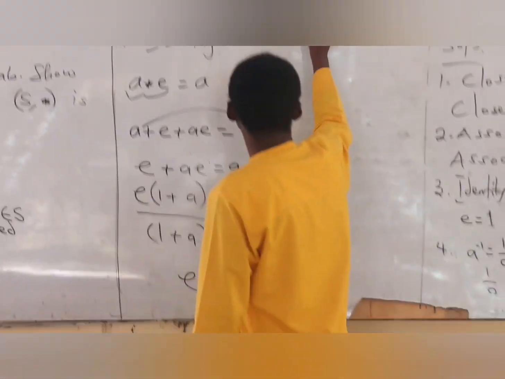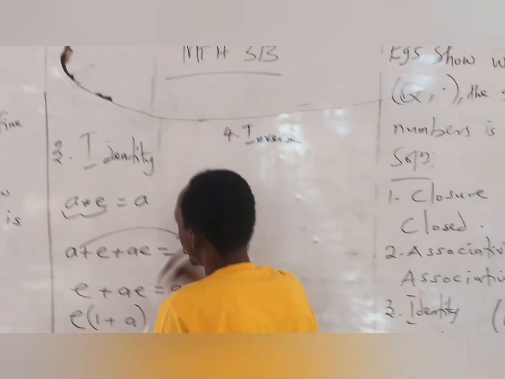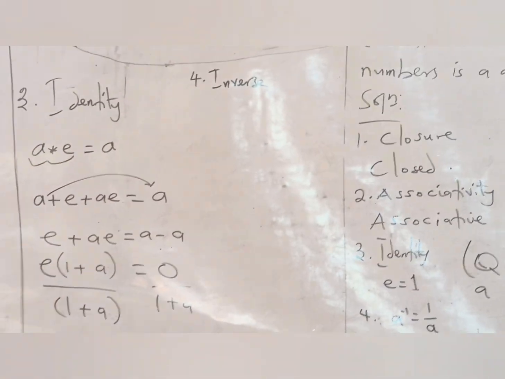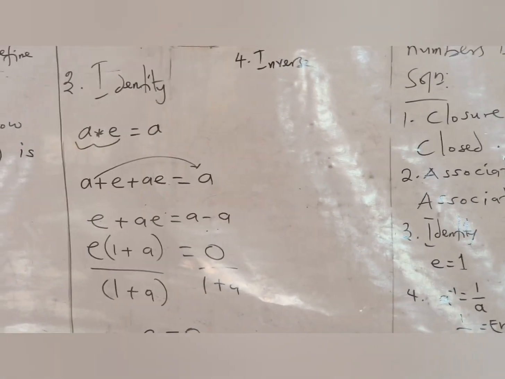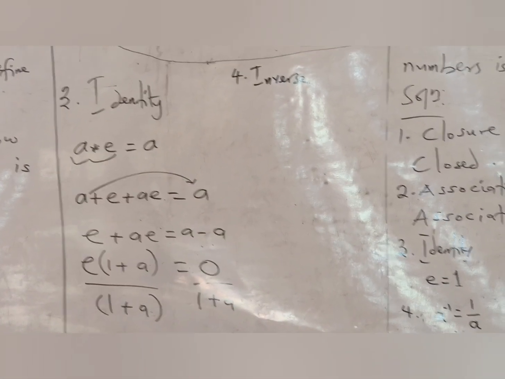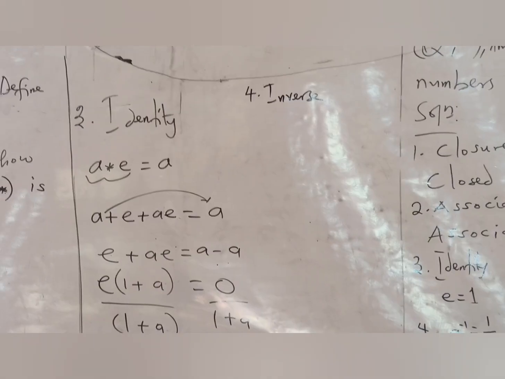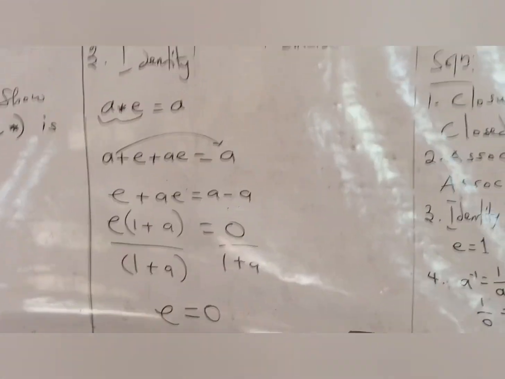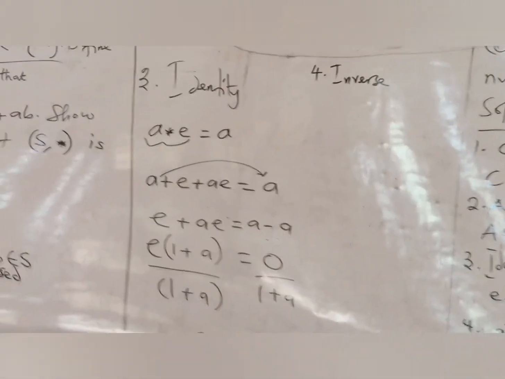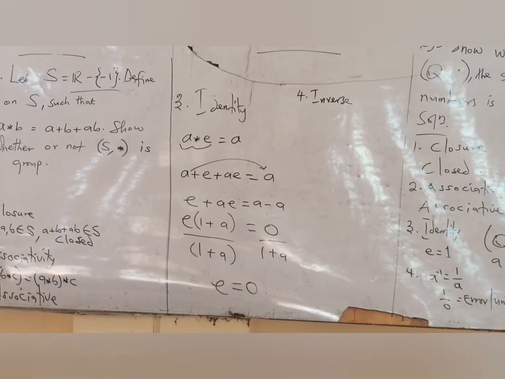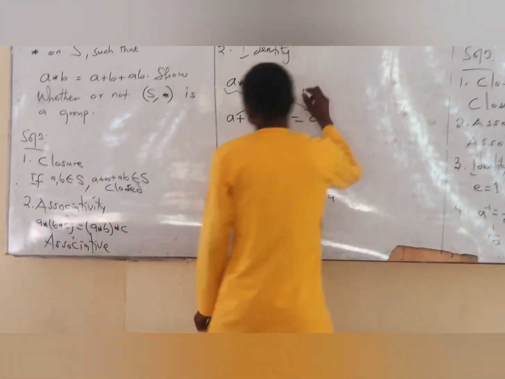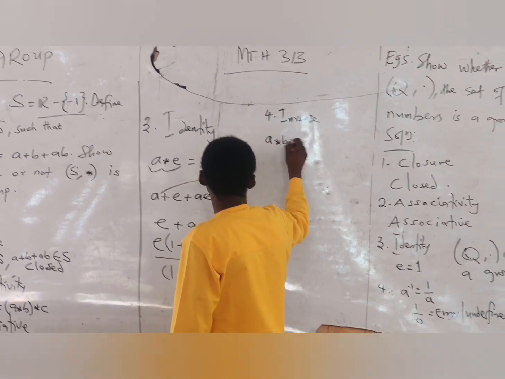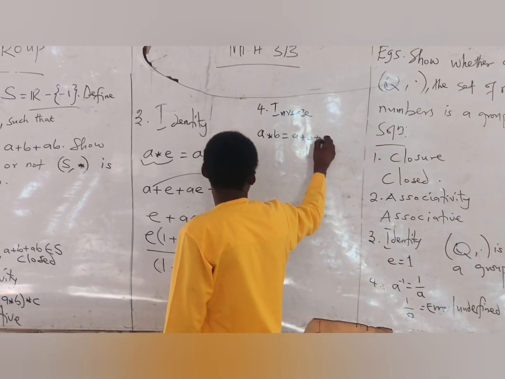The fourth one is what? Every element must have what? Yes, an inverse. Every element must have an inverse. Are you watching? So let's see. Every element must have an inverse. A operation B is equal to what? A plus B plus AB. A operation B is equal to A plus B plus AB.